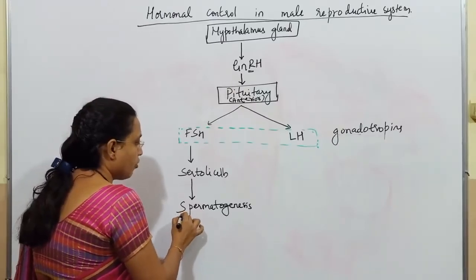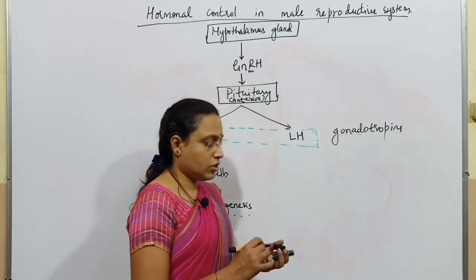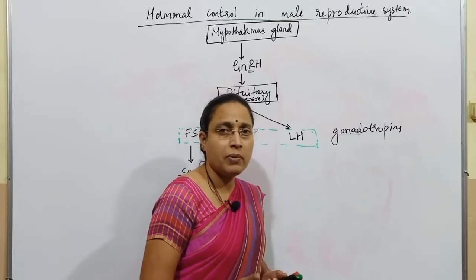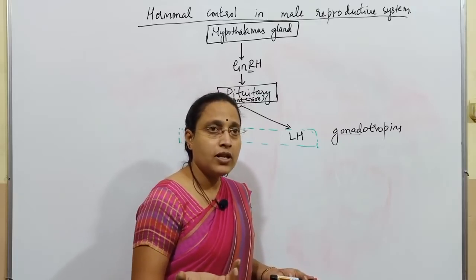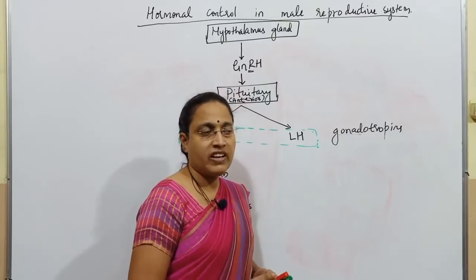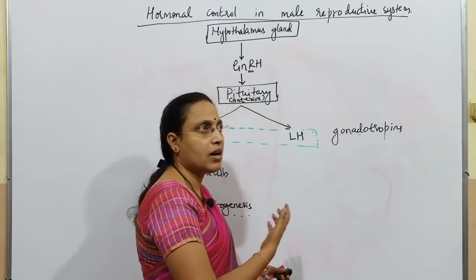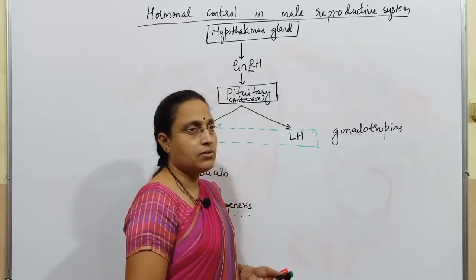So this is the function of what? The Sertoli cells. Sertoli cells concentrate this testosterone in the seminiferous tubules, and testosterone is necessary for sperm production. When it attracts testosterone into the seminiferous tubules, that time sperm production, or spermatogenesis, starts.